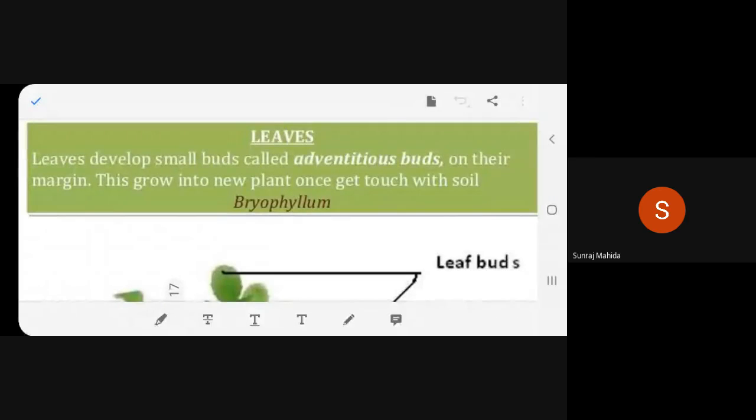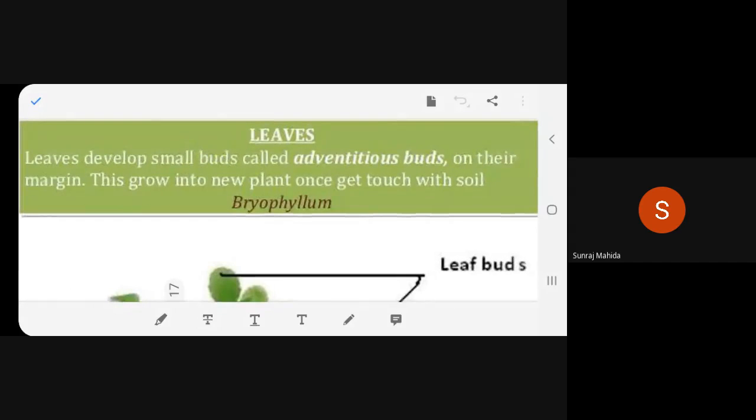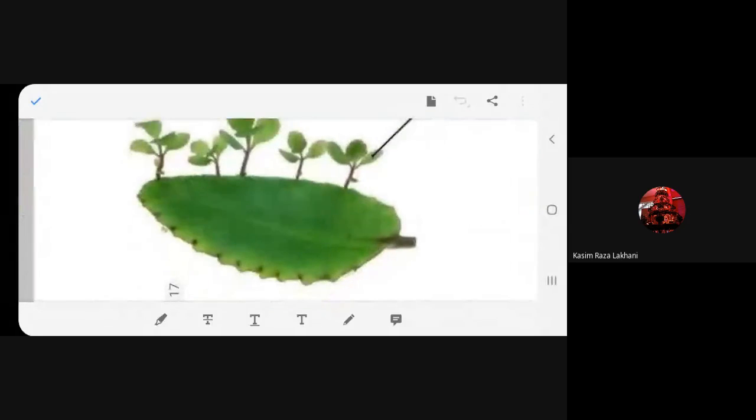Now we are taking leaves. Okay? So leaves develop small buds called adventitious buds on their margin, which grow into a new plant when they come in contact with the soil. Example is Bryophyllum. Now see how it looks.